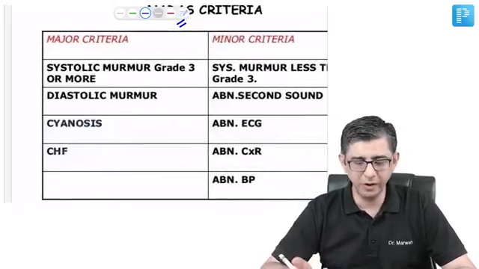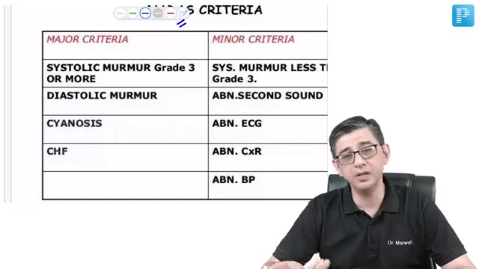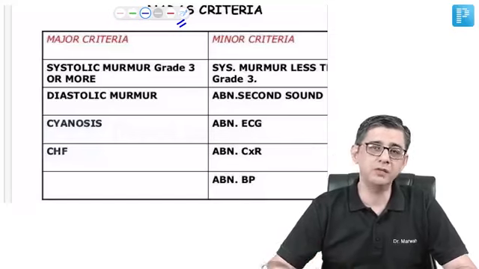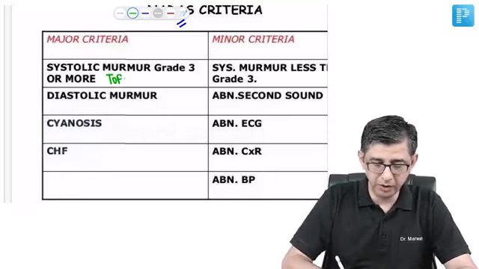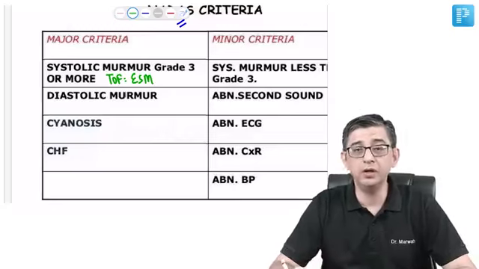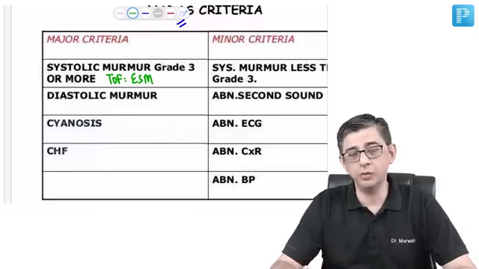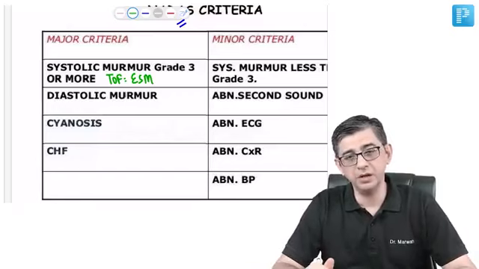Now let me just explain to you why the systolic murmur grade 3 is being considered. Let us assume a patient is having tetralogy of Fallot. In pediatric cases of TOF, there would be an ejection systolic murmur, and if it is loud enough to be heard even without a stethoscope, let me say, there is also associated thrill, then it becomes a major diagnostic criteria.